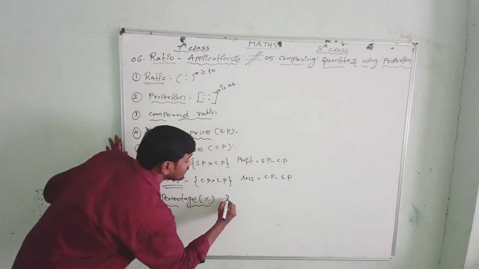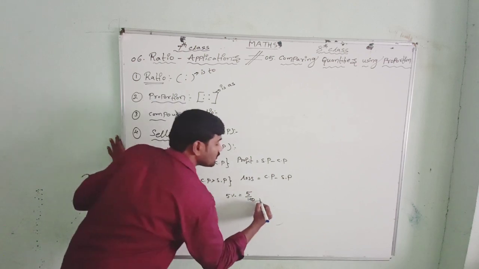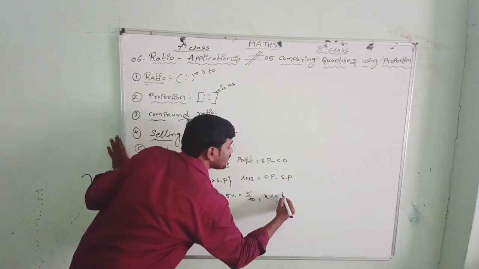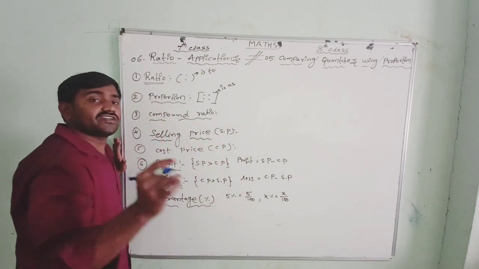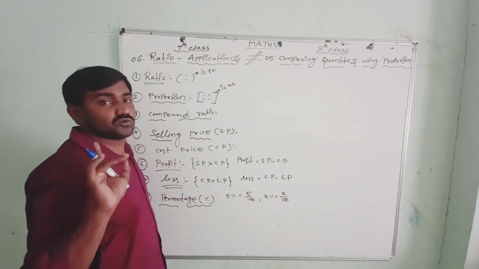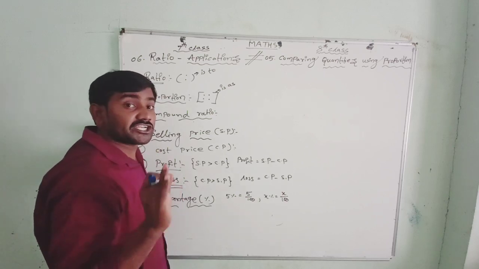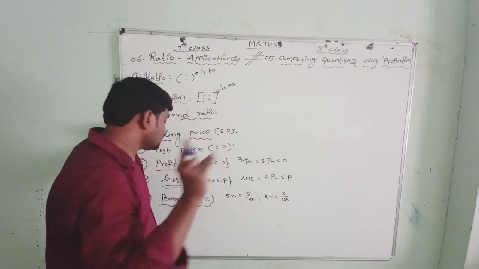Suppose 5 percent is nothing but 5 by 100. Suppose x percent is nothing but x by 100. When you remove the percentage sign, you get by 100. For every 100 is known as a percentage. For more details about percentage, you have to watch those videos. Don't forget. You will get extreme knowledge from those videos. It is for sure. Please watch those videos.